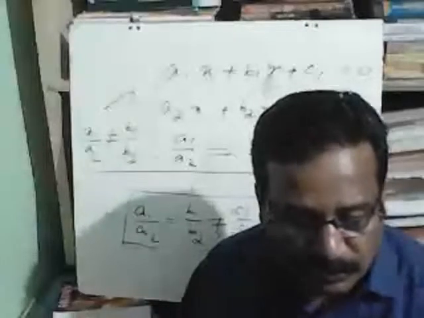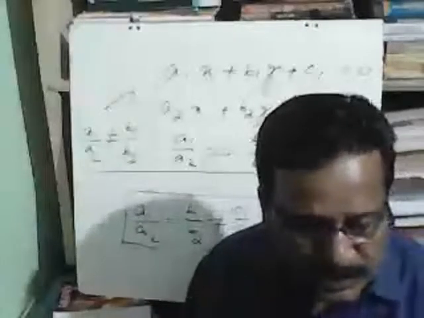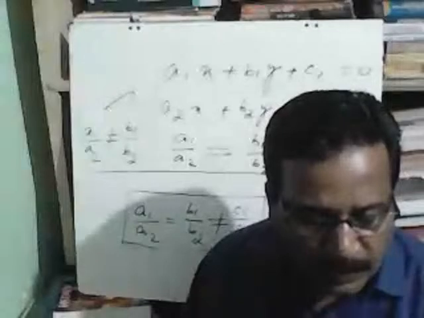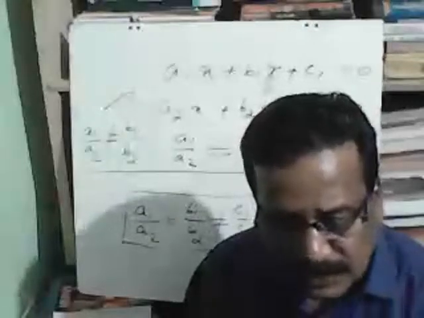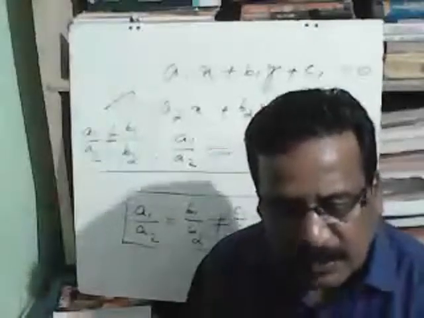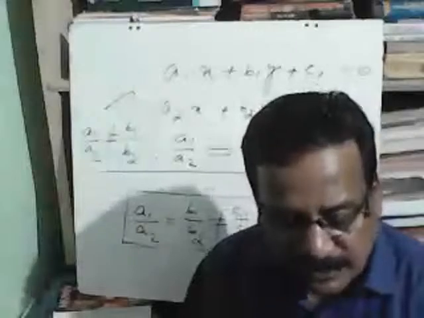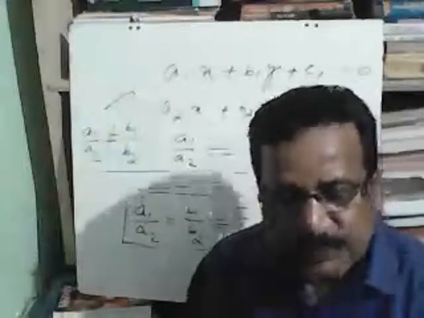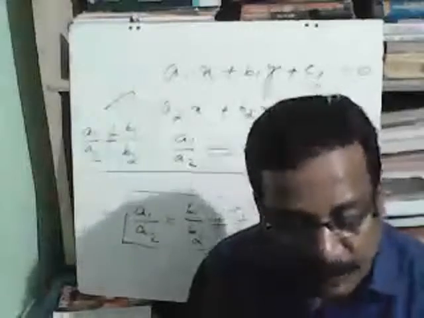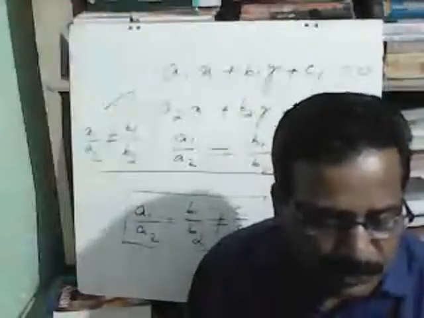In question number 2, your instruction is: on comparing the ratios a1 by a2, b1 by b2, the following pair of linear equations intersect at a point, are parallel or coincident. Parallel or coincident. I have already told you, again I am repeating, question number 2, first bit.